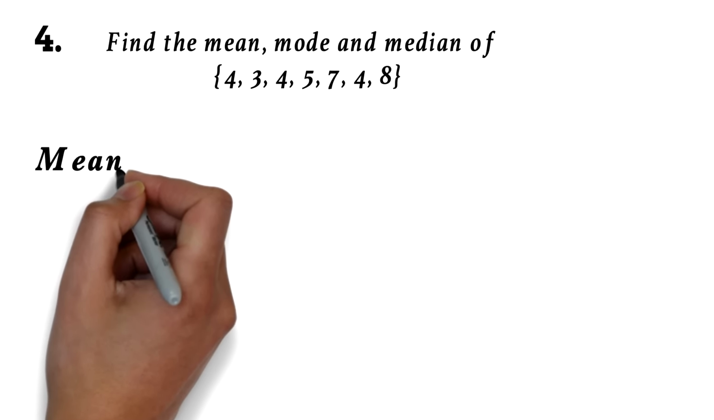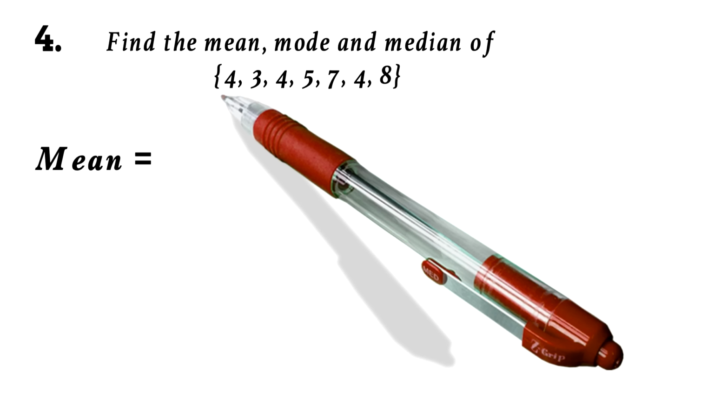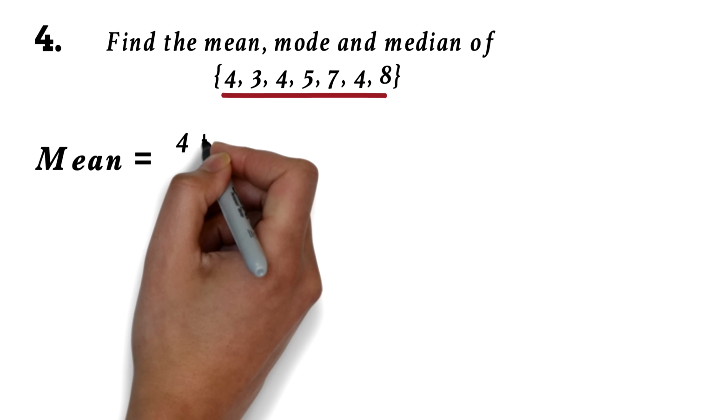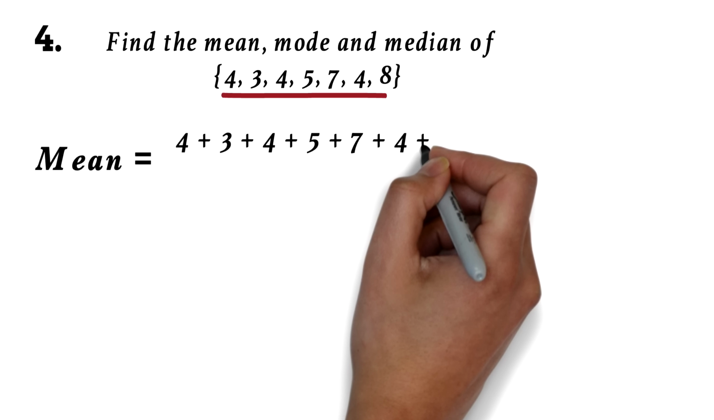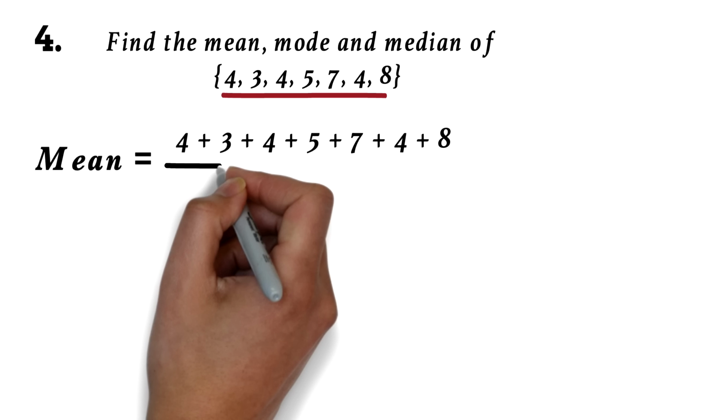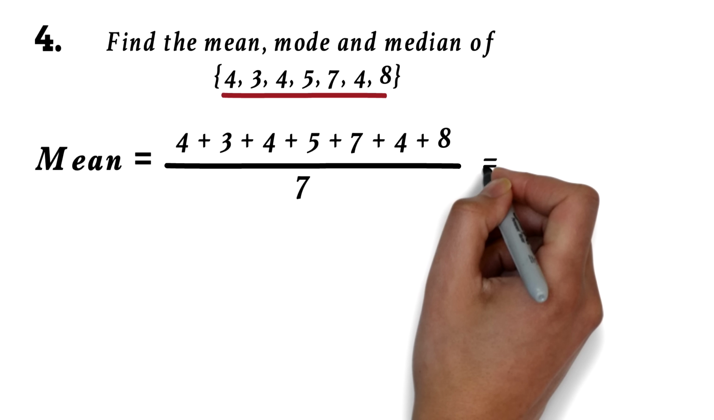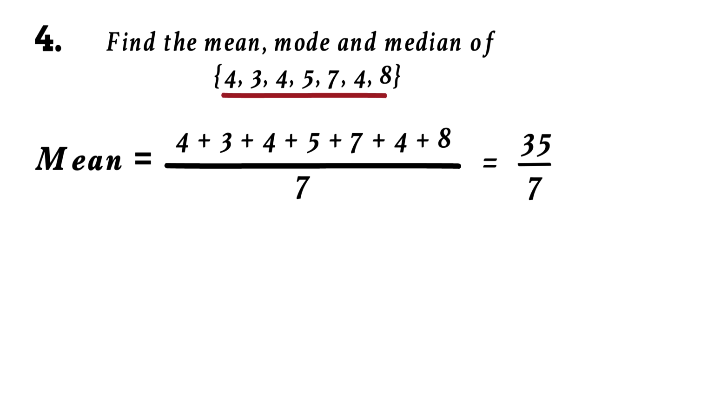Finding the mean is the same as finding the average. We will add all the values and divide it by the number of values. There are 7 values here. So we will have 4 plus 3 plus 4 plus 5 plus 7 plus 4 plus 8, divided by the number of values, which we know is 7. Adding this, we will have 35 over 7. 35 divided by 7 is 5. Therefore, the mean is 5.